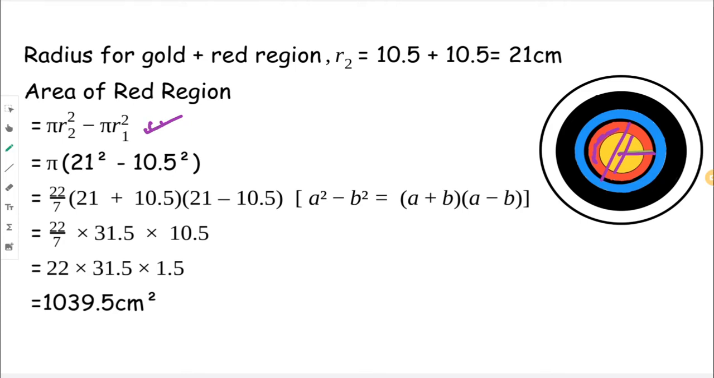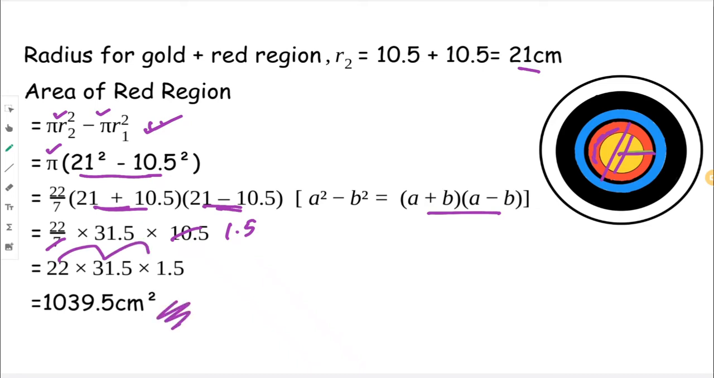After I put the value, you can see that I can take pi common. Now r2 is how much? r2 is 21, r1 is 10.5. a square minus b square. What is the formula? a plus b, a minus b. So a plus b, a minus b. You add these two, you will get 31.5. Subtract these two, will get 10.5. Then 7 into 7, 7 5 are 35. So once again, I have to multiply all these three, and I'll get the area of the red region to be 1039.5 centimeter square. This region, okay? Remember that r2 is 21, from here till here is 21.